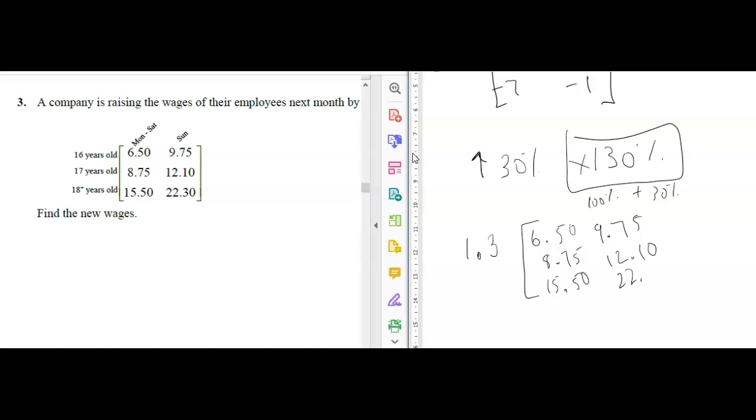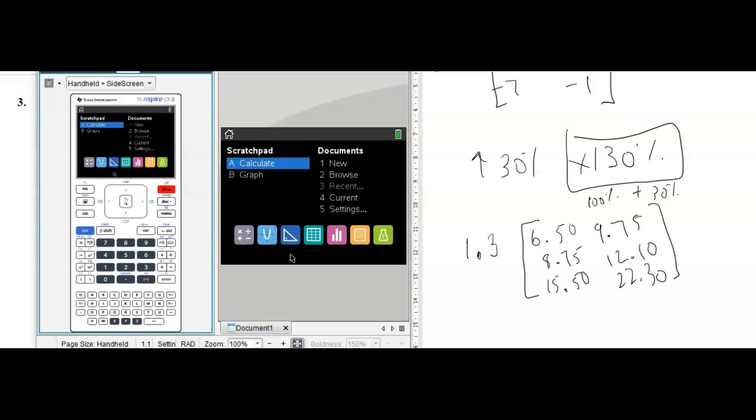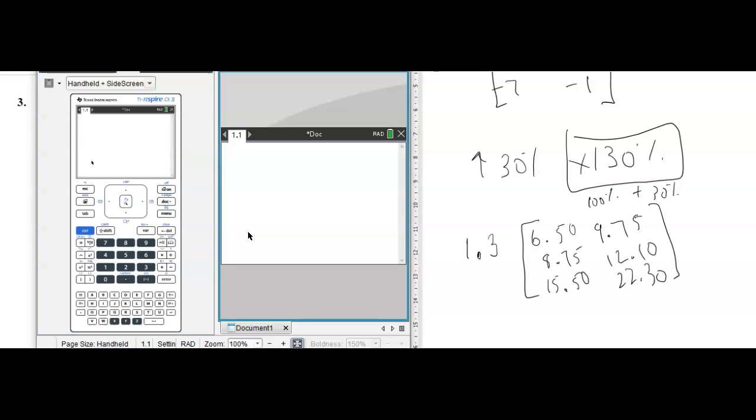Let's be consistent. Okay, so I'm going to pause just while I open up my calculator. All right, so I've just got my calculator. We're just doing normal calculation. We don't need to store this matrix because we're only dealing with it once. If we were dealing with it several times, then we could.